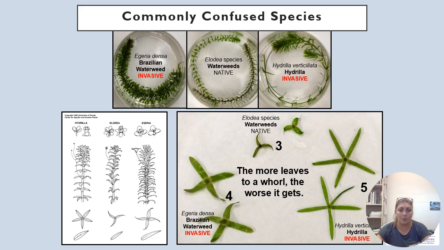So we have this saying, the more leaves to a whorl, the worse it gets. So you always want to count those leaves, especially in the Connecticut River. Elodea and Hydrilla are often growing side by side. So it can be confusing looking at them, and you really have to pull them up and count the leaves. If you do see something and you think it might be Hydrilla, just send us a picture or send us a sample. I'm happy to identify native waterweed all day if it means that we'll catch Hydrilla when we do find it.